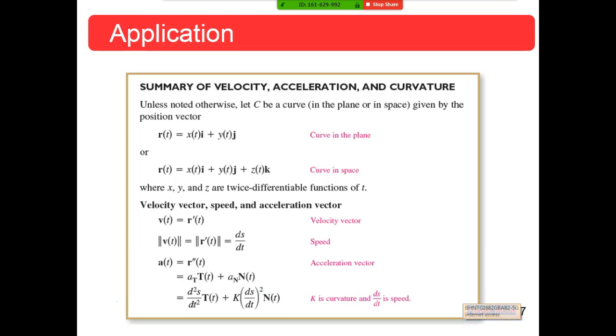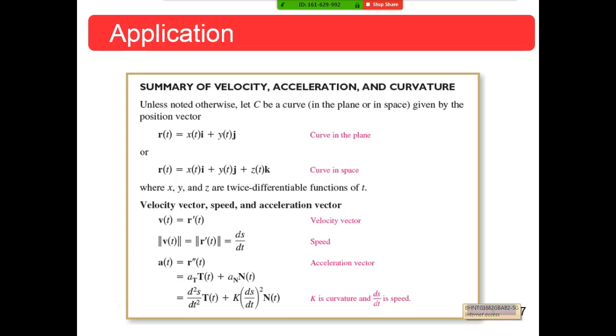So your velocity vector v is r prime of t. Pretty simple. x prime i plus y prime j, or x prime i plus y prime j plus z prime k. That's your velocity vector, first derivative of your displacement vector. Magnitude of that is the magnitude of r prime of t, which is exactly ds/dt, always. Okay, a lot of things in arc length parameter are not particularly easy to deal with. This one is.